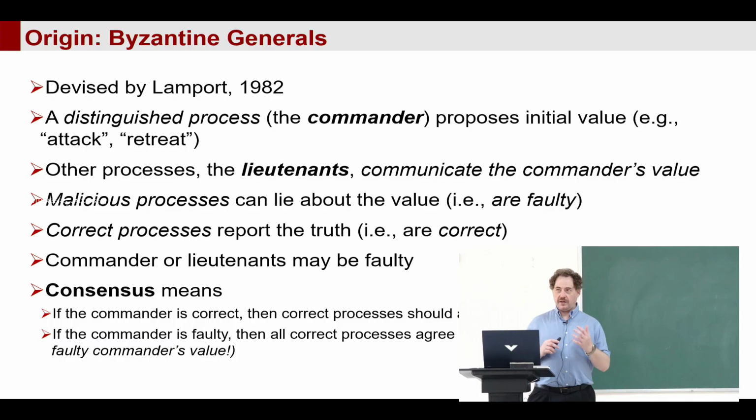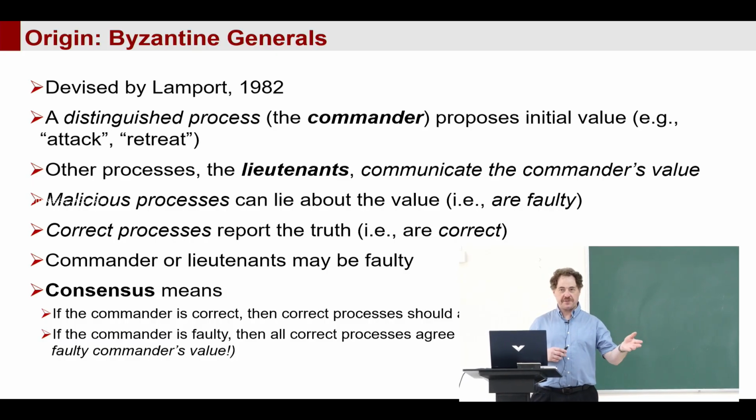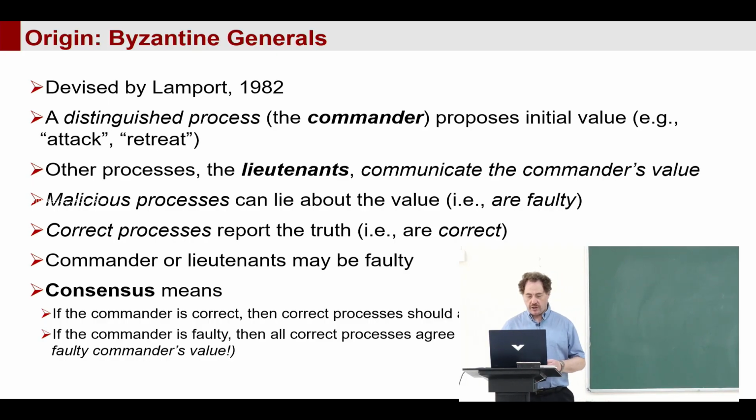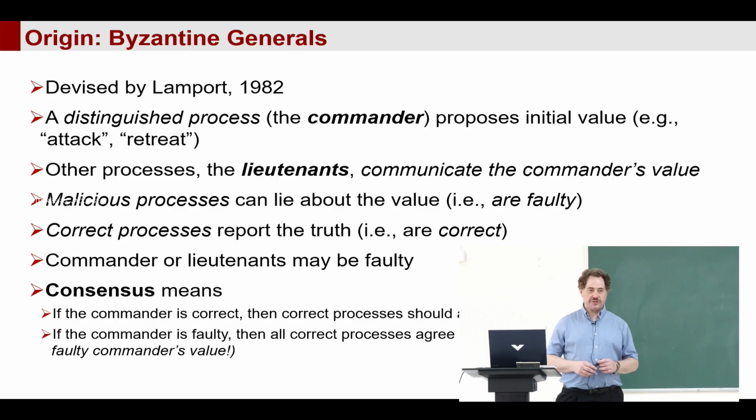So the assumption is that there are Byzantine processes, Byzantine coming from the Byzantine Empire, and there are correct processes, like the good lieutenants who are telling the truth. And even the commander can be Byzantine. So what do we want to achieve? Consensus means that if the commander is correct, then all correct processes should agree on the proposed value. And if the commander is faulty, then all correct processes would agree on a value, but not necessarily the value which was sent by the commander.